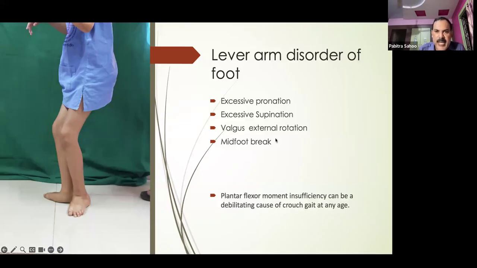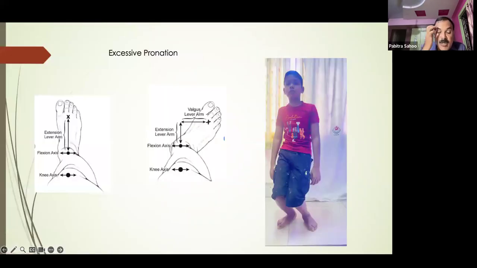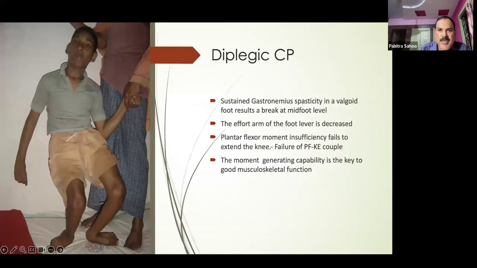So this is the midfoot break, which brings the tibia more distally and the fulcrum more distally. So that creates a false fulcrum at the midfoot level. This picture I have already explained, how excessive pronation reduces the extensor lever arm of the foot. So in a diplegic CP, sustained gastrosoleus spasticity in a valgoid foot results in a break at the midfoot. You can see here there is a midfoot break. The effort on the foot lever is decreased as I said in the previous picture. The plantar flexion movement is insufficient to extend the knee, that is failure of the plantar flexion knee extension couple.